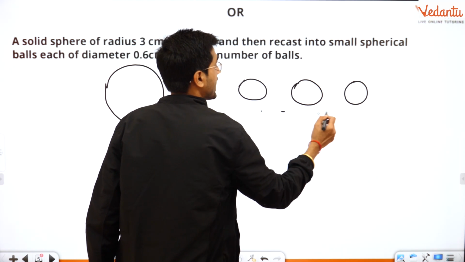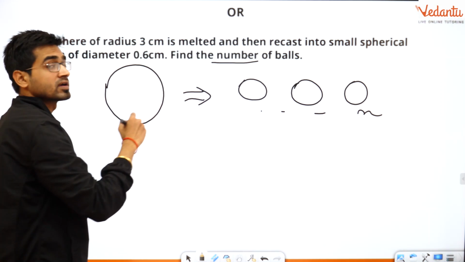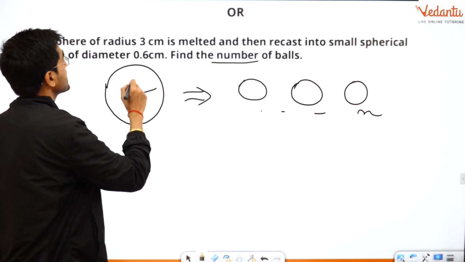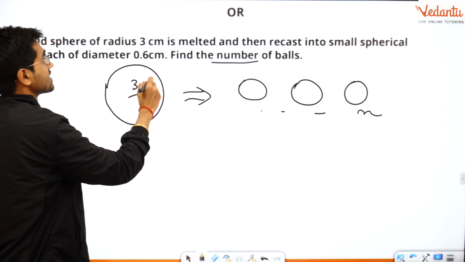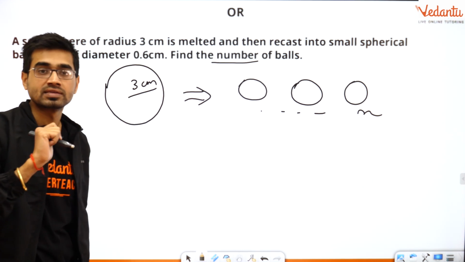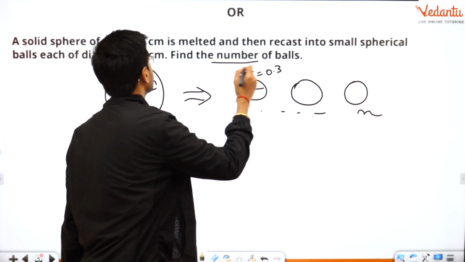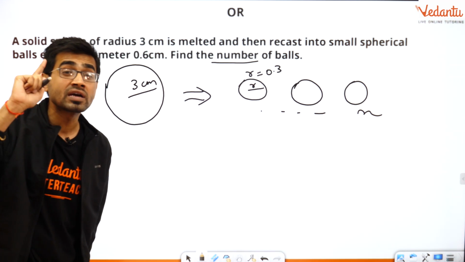I do not know 3 or n. It's n. We have to find. This is being converted, okay? So just remember this. What is the radius of this one? The bigger one, 3 centimeter, is being converted into spherical balls of diameter they have given. They are playing with us. So what is the radius? The small radius is 0.3 because its diameter is 0.6.